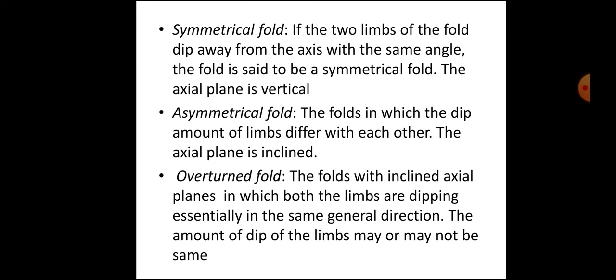Symmetrical fault. If the two limbs of the fault dip away from the axis with the same angle, the fault is said to be a symmetrical fault. The axial plane is vertical. Asymmetrical fault. The faults in which the dip amounts of the limbs differ from each other. The axial plane is inclined. Overturned fault. The faults with inclined axial planes in which both the limbs are dipping essentially in the same general direction. The amount of dip of the limbs may or may not be the same.